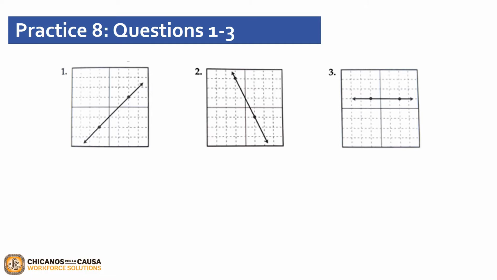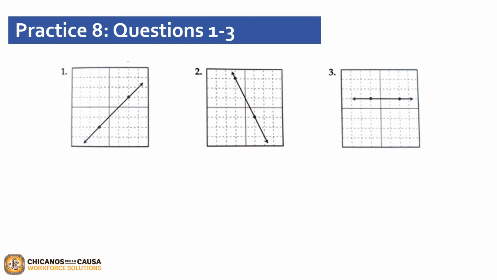So let's start with grid 1. We can see that our grid has 2 points. We have 1 point at -1, -2, and another point at 1. Oh, excuse me, let's see. And then the second point is actually at 2, 1.